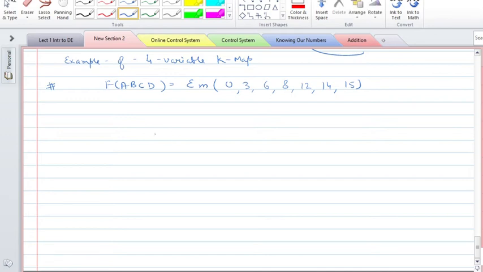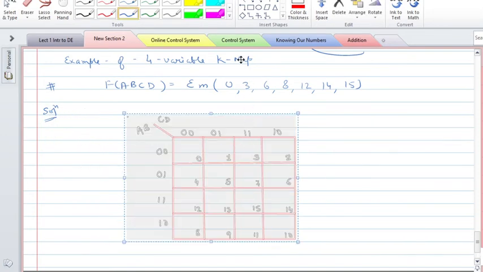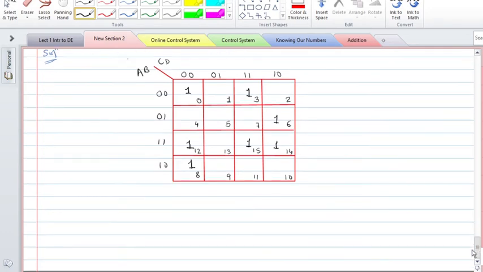Okay, so let's see the solution. We have to minimize this Boolean function. We have to insert 1 for all these min terms: 0, 3, 6, 8, 12, 14 and 15. You can see here no group of 4 cells is possible.